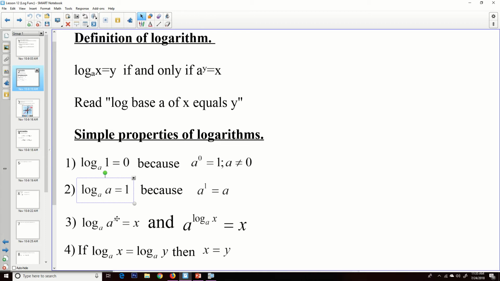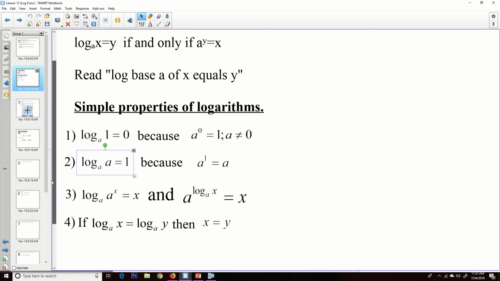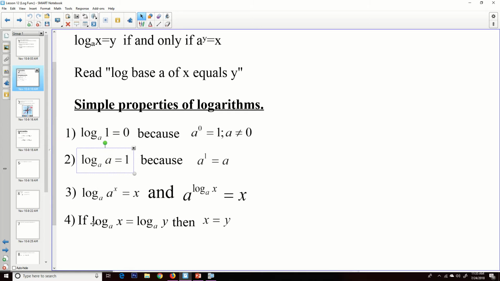Log base a of a to the x is equal to x, and also a to log base a of x is equal to x, and again that goes back up to the definition of logarithm. And then finally, and this one is the only non-definition one, if you have log base a of x equal to log base a of y, the only way that that can be true, since I have two logarithms with the same base, is if whatever x and y both represent, those two things have to be equal.